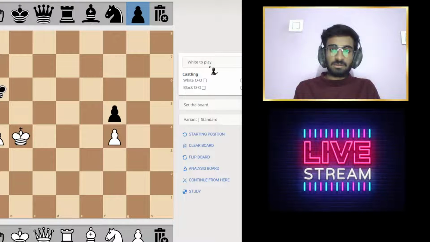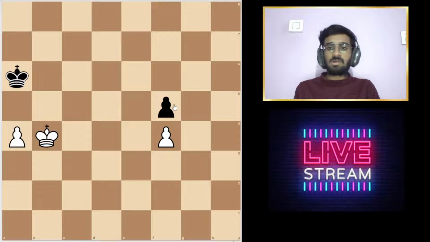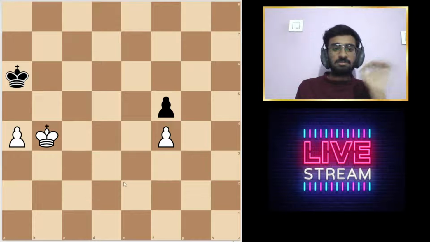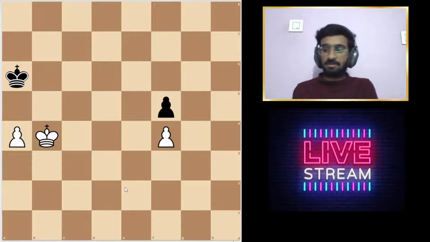Here it is black to move. Okay, it's black to move. What do you think? What will happen here? Black to play. In this position, it is black to play. What do you think? What would happen here?